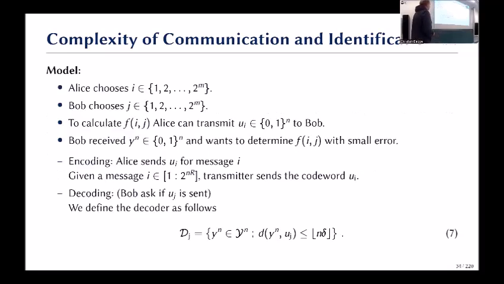And the idea was, in principle, the protocol: Alice chooses number i, Bob chooses number j, and now they want to know what is the value of f_ij. It's 1 if they are the same, and 0 otherwise. And Alice can transmit a code word with 0 and 1 of length n to Bob. Bob receives this code word and wants to determine f_ij with small error. And in the encoding, Alice sends u_i for message i, and the transmitter sends its code word.